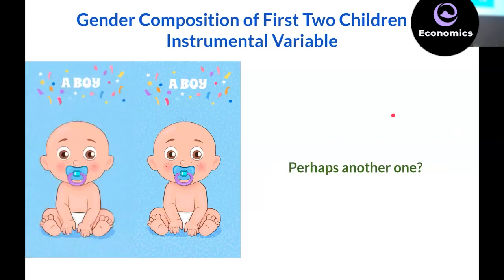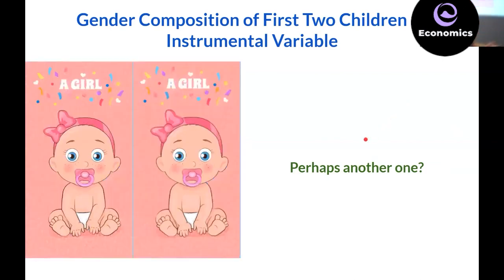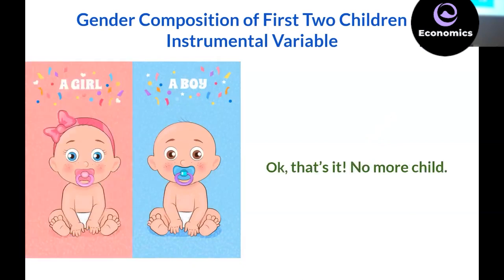For some parents, the first two children are both boys, and so they might say, it would be nice if we had a daughter, and perhaps have one more child. Similarly, if the first two children are both girls, they might say, maybe try one more and see whether we get a boy. So we know the gender of children is going to be random, and so the gender composition of the first children is going to be random, whether they have the same gender or not.